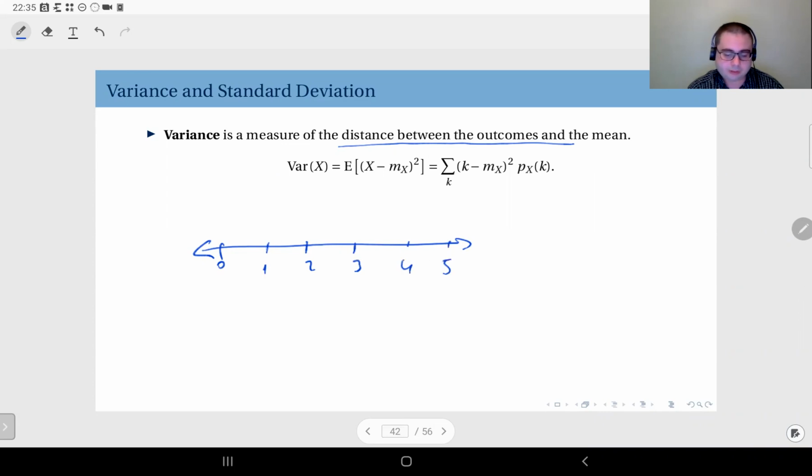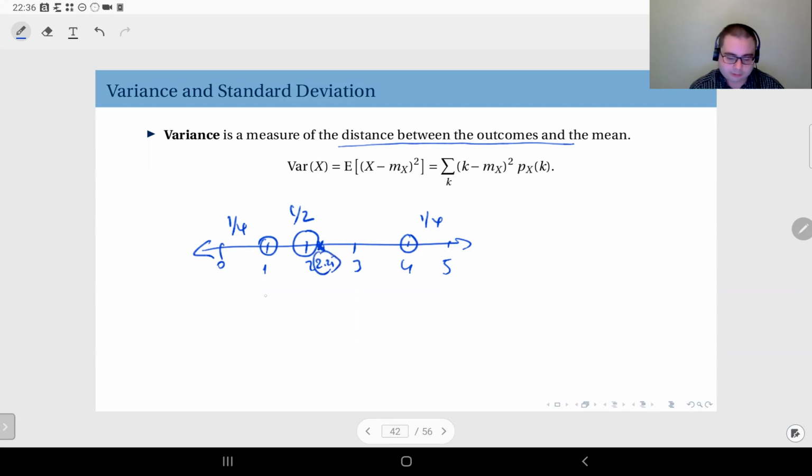Let's say you have an outcome at 1 with the probability of 1 over 4, an outcome at 4 with probability 1 over 4, an outcome at 2 with probability 1/2. Okay, so the mean is here, 2.25. This is the mean.